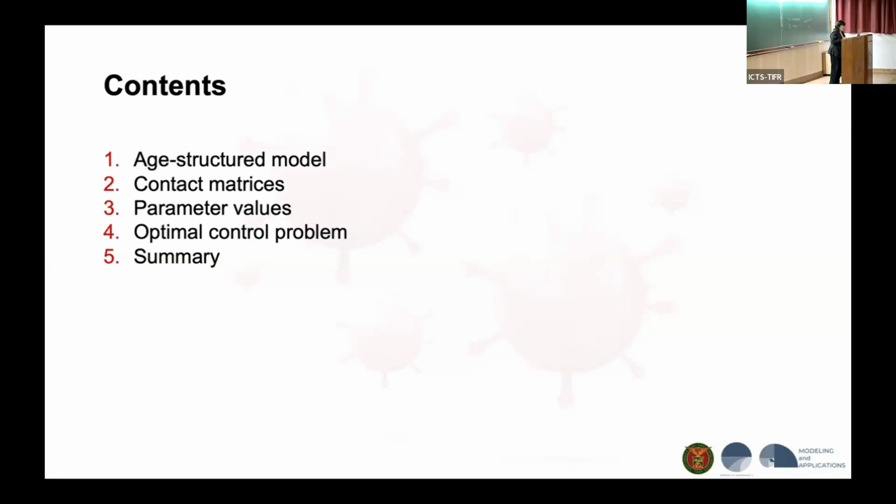Our discussion will go as follows. First, we present an age-structured compartment model for COVID-19 with an unreported infectious case class that describes the spread of COVID-19 in the National Capital Region, or NCR, in the Philippines. We then describe the contact matrices used in defining the force of infection. This is followed by a discussion on the parameter values. We formulate an optimal control problem and then employ optimal control theory to identify the best vaccine allocation to the 3 age groups. Finally, we present our summary.